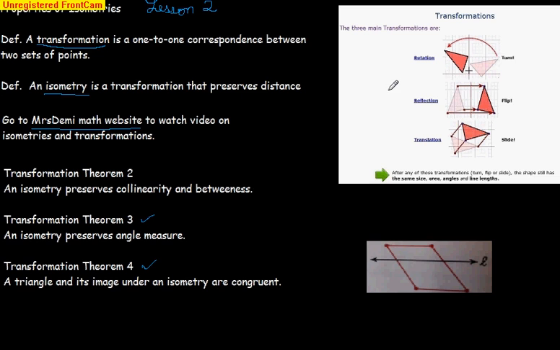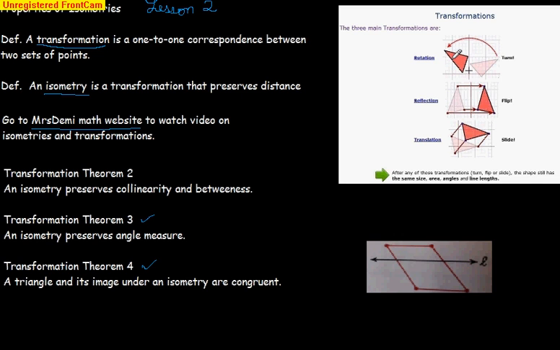So obviously if the shape's not going to change, that's what an isometry is. If the shape's not going to change, then it's still going to preserve the collinearity of the shape and the betweenness of the shape. Theorem 3 says an isometry preserves angle measurement. The same thing. There's a proof in your book on this one, in your homework.